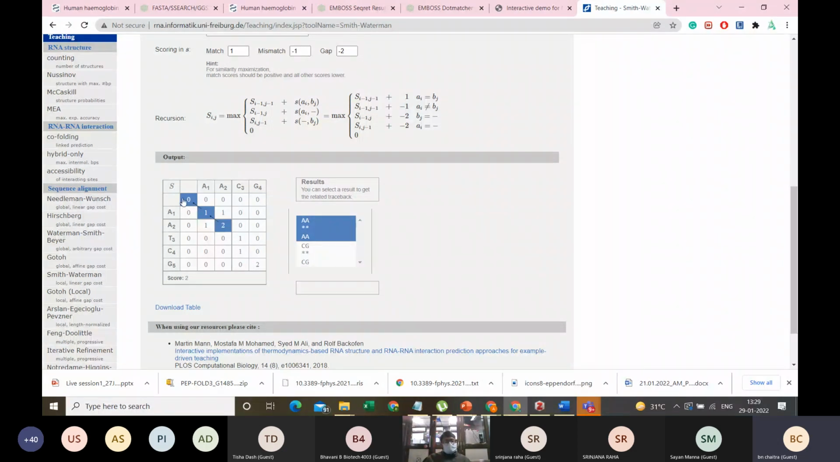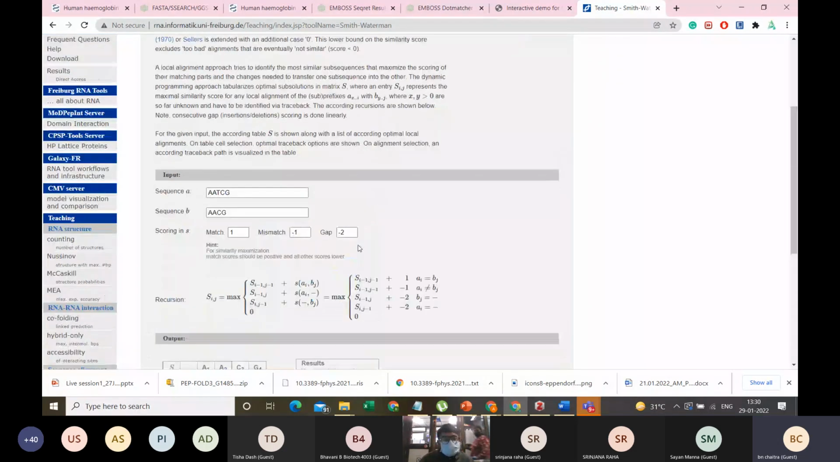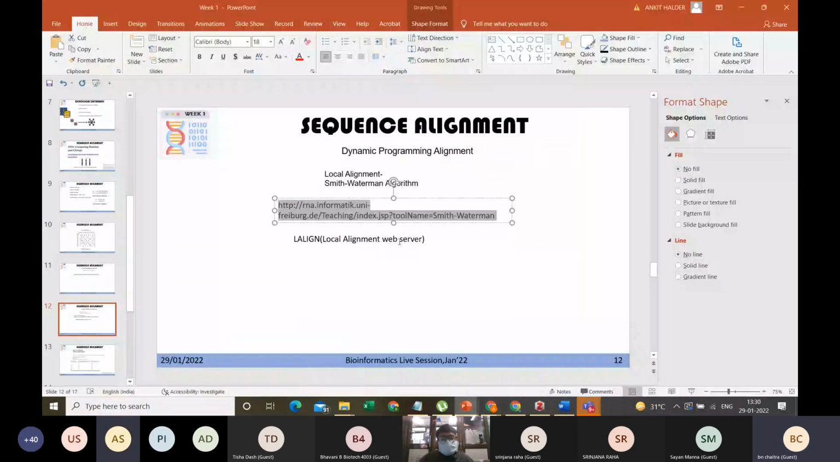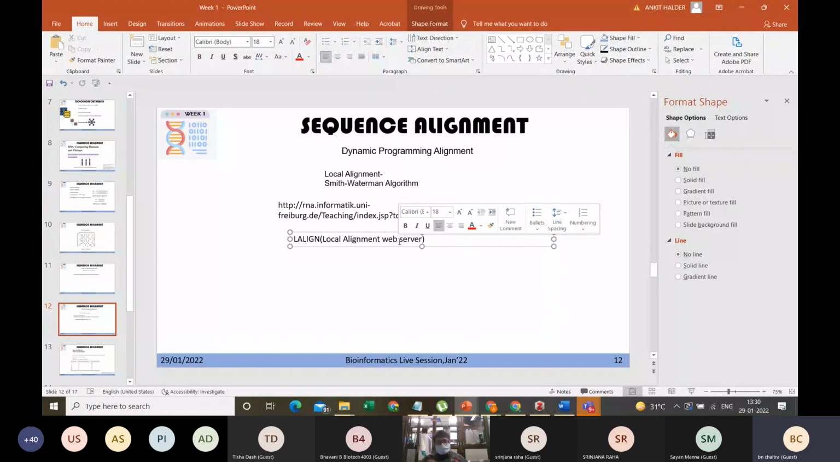So 2, 1, 0. The maximum score it can go, so from here it can go maximum here. So it took this. It will check for any local region, from where the highest score is and from where the selection goes. So this is the Smith-Waterman local alignment. Now let us do one on this server. It's the local alignment web server. A web server has been developed using Smith-Waterman, so let us look at this.